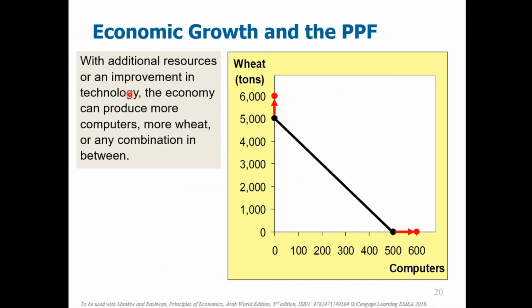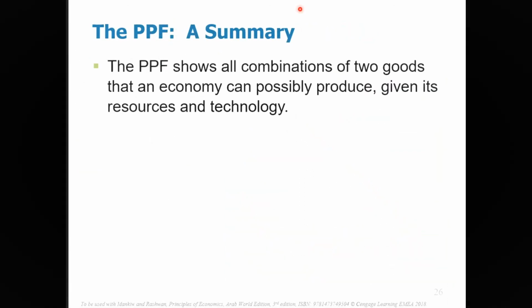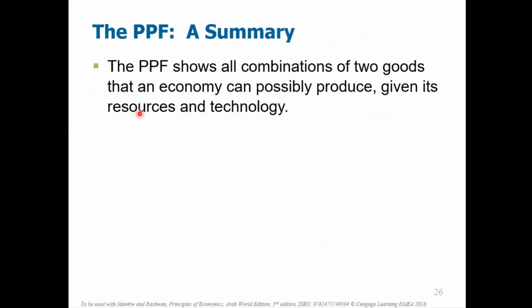We can improve the productivity, or the economic growth of the country, if we have better technology. You see, the slope will go higher. We can produce more computers, more wheat, or any combination in between. So let's have a quick summary and we can close the class.